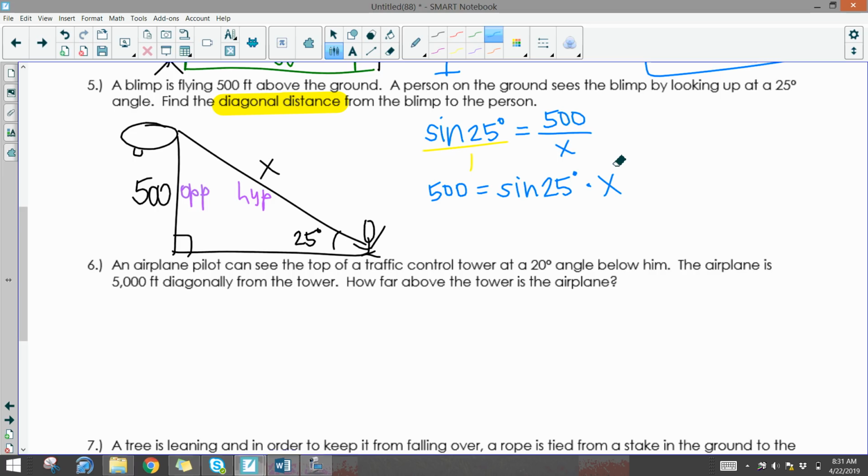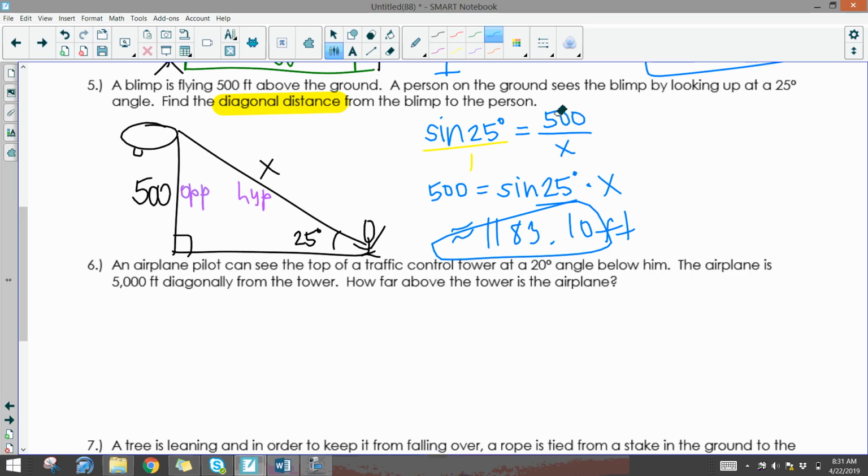So you're going to divide both sides by sine of 25. So 500 divided by sine of 25 degrees means that you are looking at a diagonal distance of approximately 1,183.1 feet. You don't need to put the 0 in. Feet. You might want to put the unit in if you want full credit there.